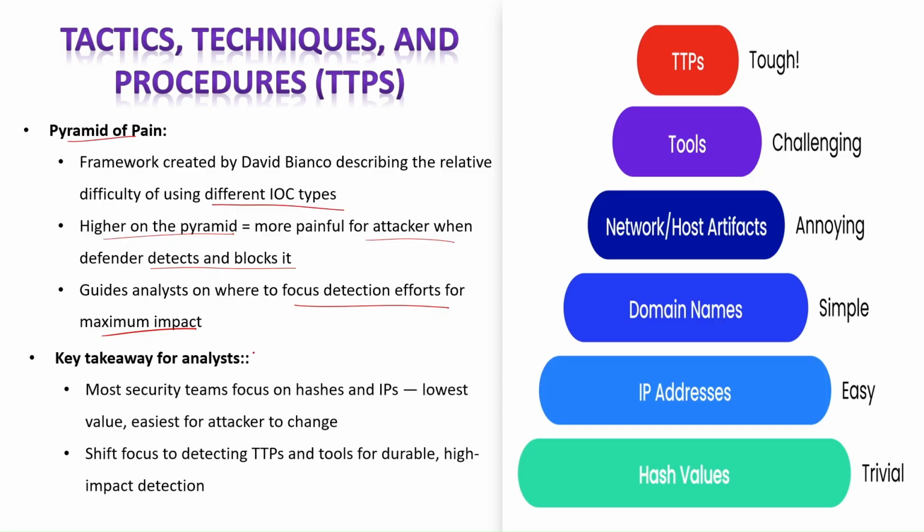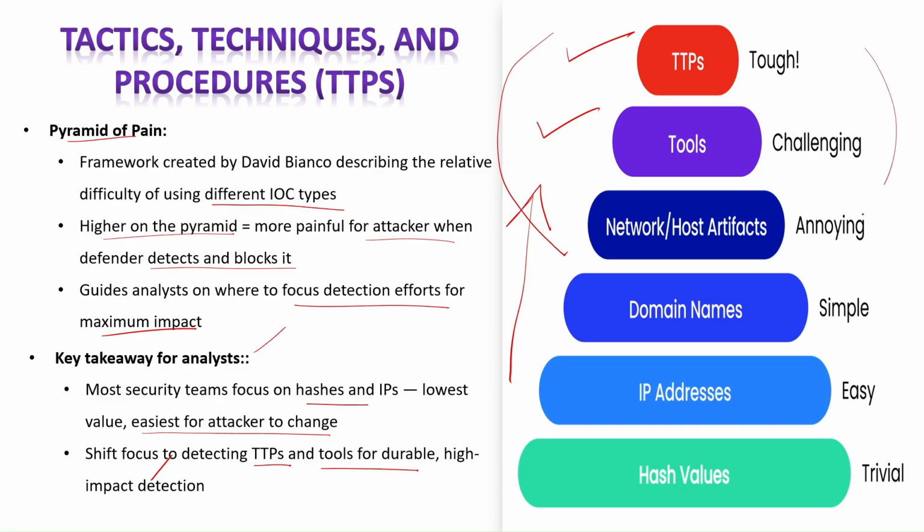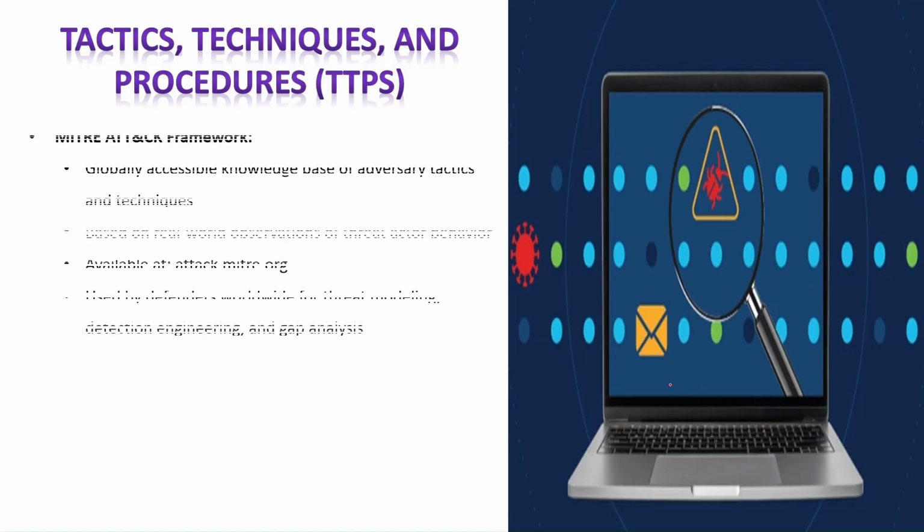So key takeaways for analysts are that most security teams focus on hashes and IPs, which are lowest value and easiest for attacker to change. So the shift should focus to detecting TTPs and tools for durable and high value impact detection. So as we can see these areas, so this is the pyramid of pain. So the higher we go, the more the pain. So we should focus our tools on these high value targets rather than on hash value or IP addresses.